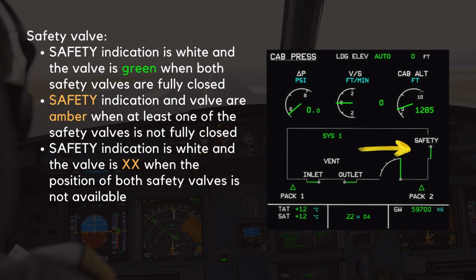The safety indication is white and the valve is green when both safety valves are fully closed. The safety indication and valve are amber when at least one of the safety valves is not fully closed. The safety indication is white, and the valve is two amber crosses when the position of both safety valves is not available.